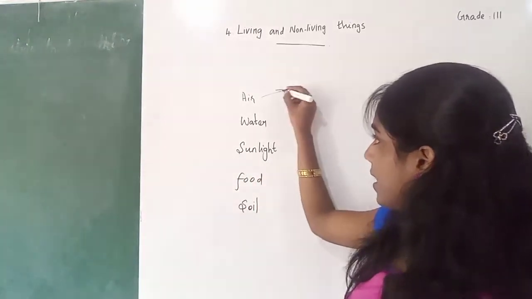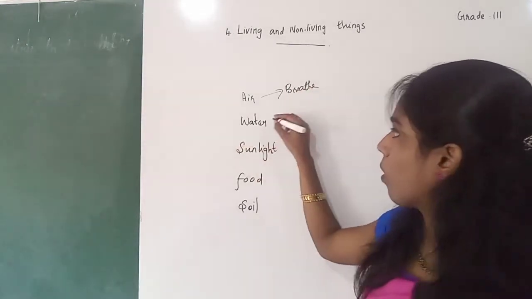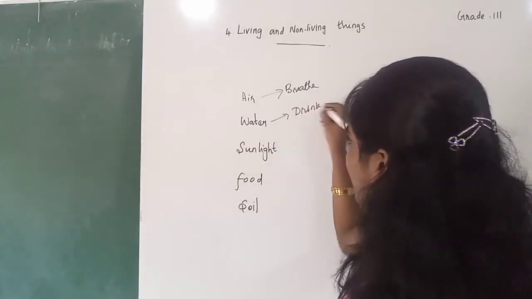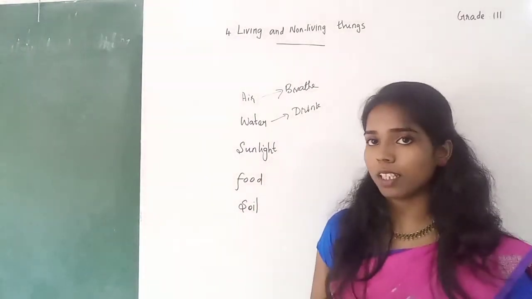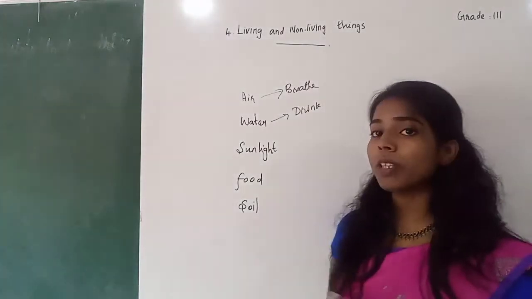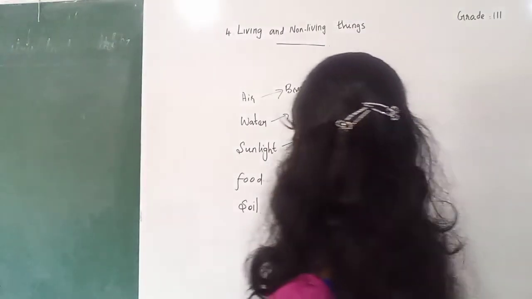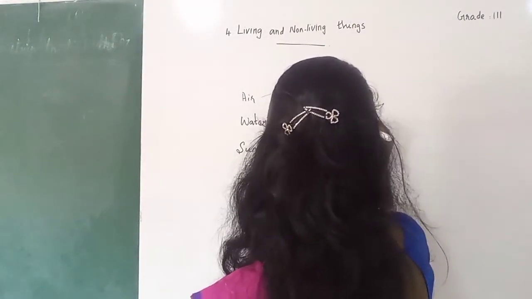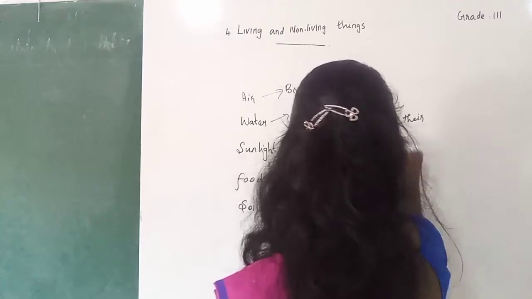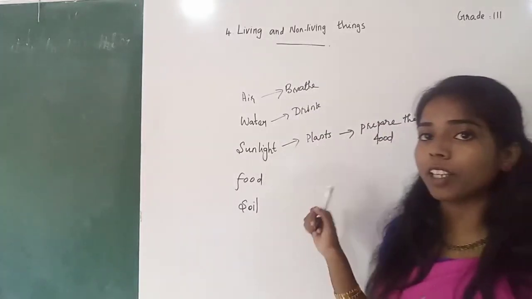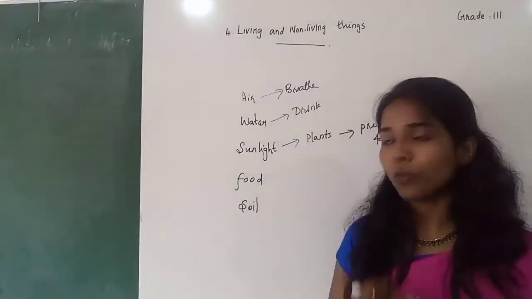Living things breathe air, and all the living things drink water, and also the plants absorb water from the soil with the help of roots, right? And sunlight, plants need sunlight to prepare their food. And all the animals and all the living things need plants for their food. Okay.